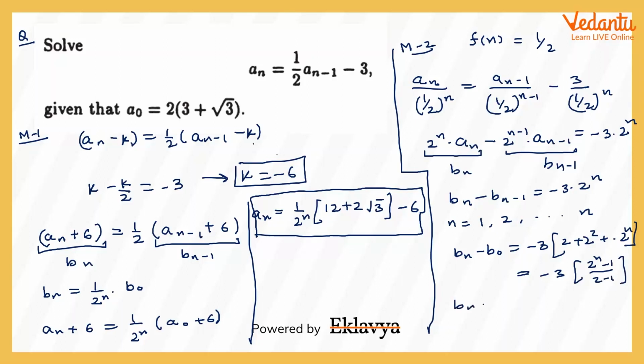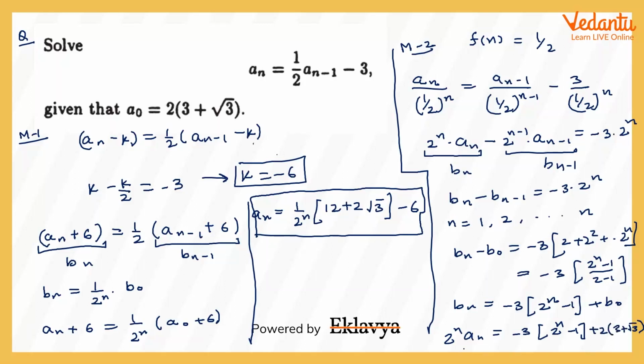So my bn comes out to be minus 3 into 2 power n minus 1 plus b naught. And what is bn? Bn here is 2 power n into an. 2 power n into an is equal to minus 3 into 2 power n minus 1. And what will be b naught? B naught will be a naught only, because 2 power n minus 1 will be 2 power 0, that is 1. So b naught is a naught. So here it will be 2 into 3 plus root 3.